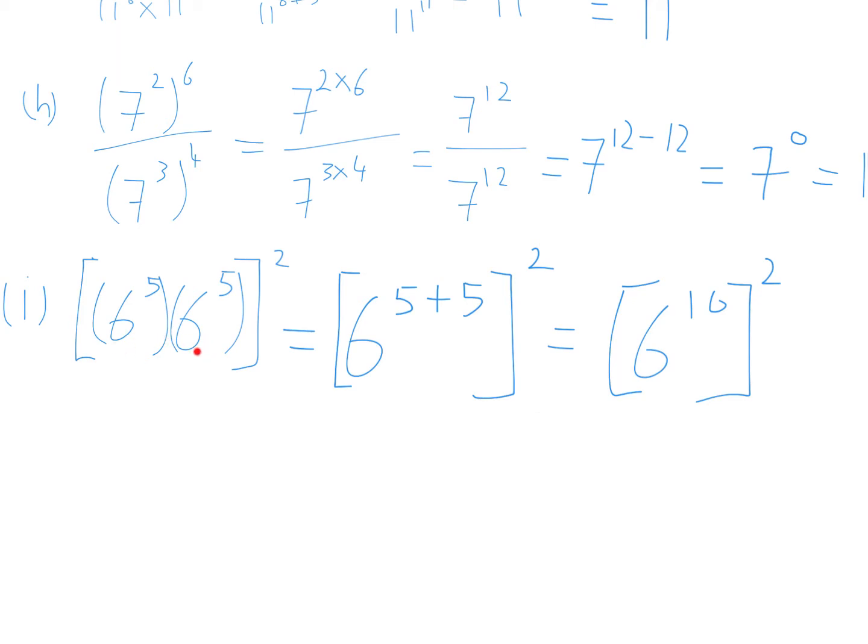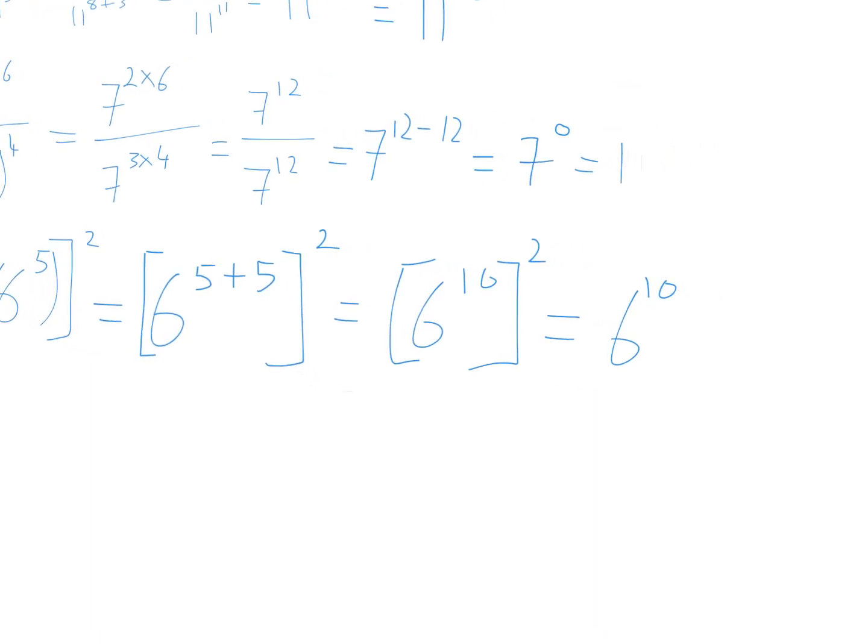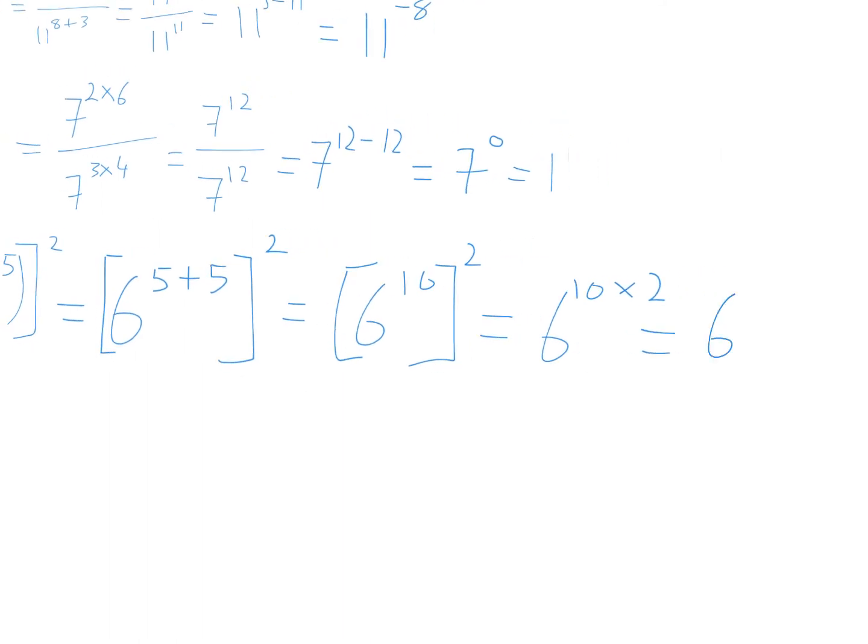That's what they're asking you to do. So this means multiply. So we can use index law 1 when we're multiplying indices. Add the powers. Right, then we've got 6 to the power of 10 to the power of 2. So we can use index law 3, which says if it's a power to another power, we multiply them. So 6 to the power of 10 times 2, which gives us 6 to the power of 20. And that's our answer for that.